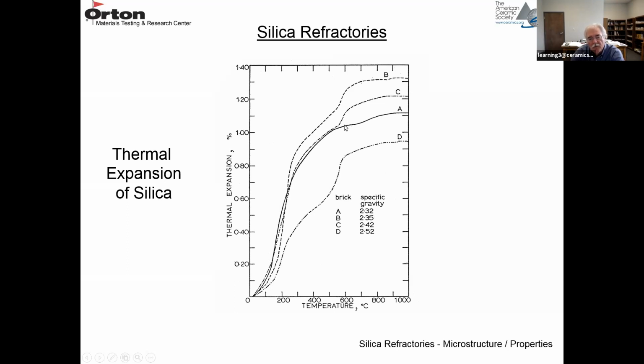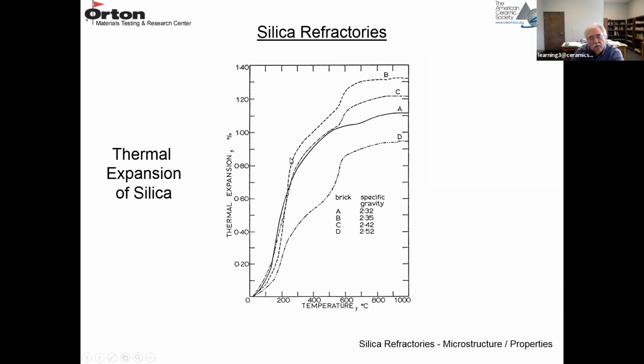I mean, there's probably some quartz left, but it's too small to even show up in the expansion trace. In between are B and C, so the specific gravities are between A and D. So there's some quartz present, and you can see in B and C there's still some quartz present. So that's what the thermal expansion looks like.